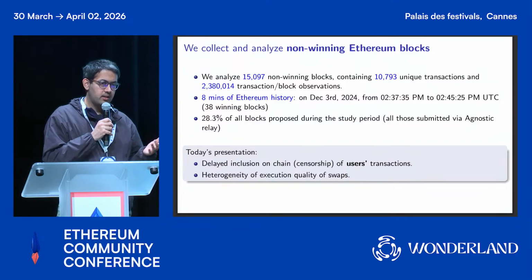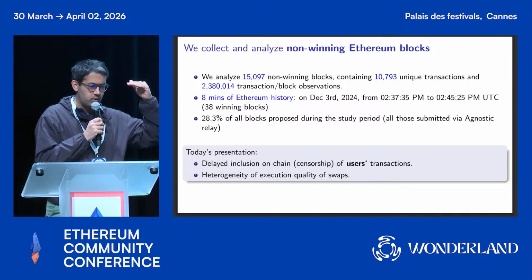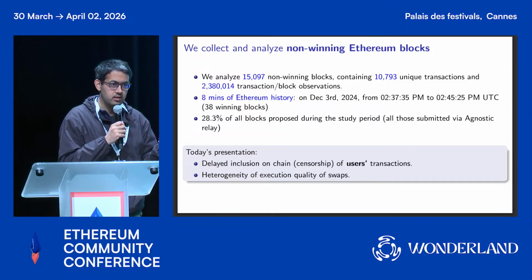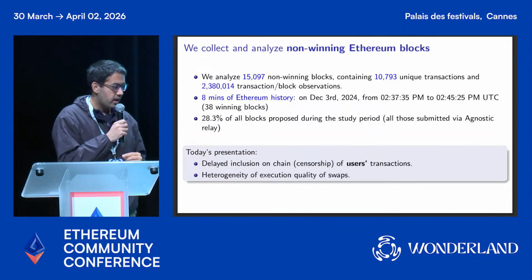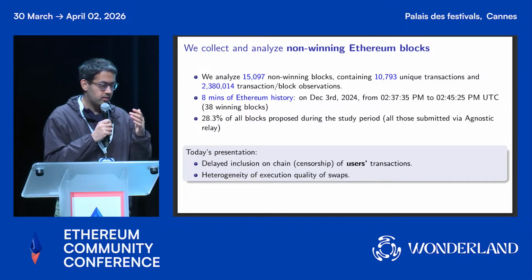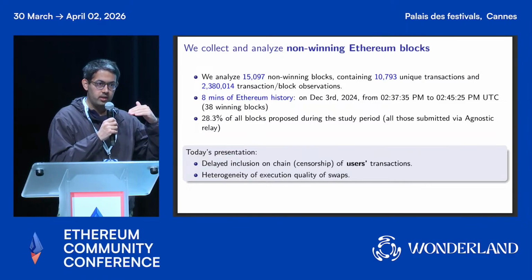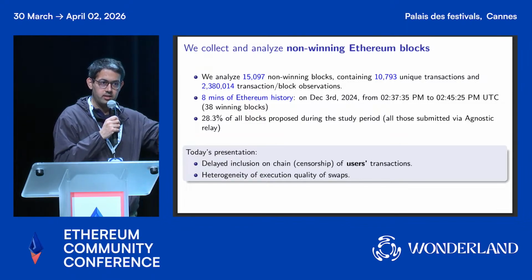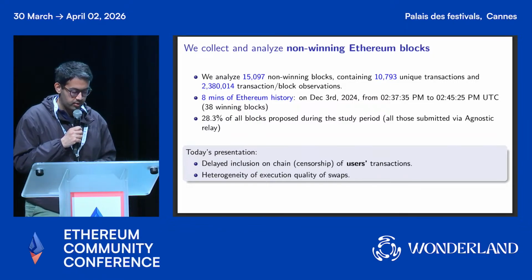And so today in the presentation, what we'll look at essentially is we'll try to quantify the delayed inclusion on chain of users' transactions. So how PBS impacts the inclusion of users in the canonical chain, and the heterogeneity of the execution of the swaps, meaning whether swaps actually happen, whether they fail or execute depending on which block includes them, or what prices they get depending on which block is including it.